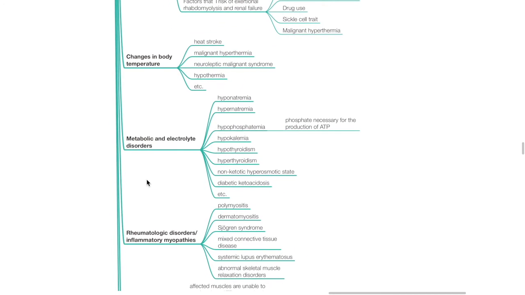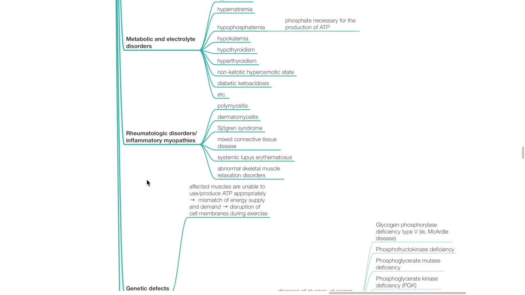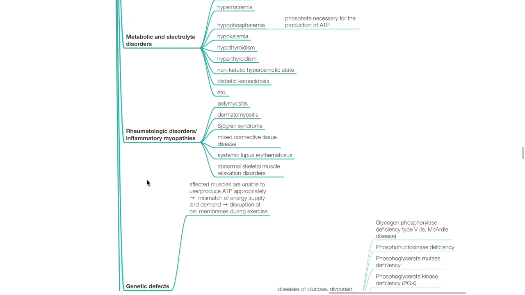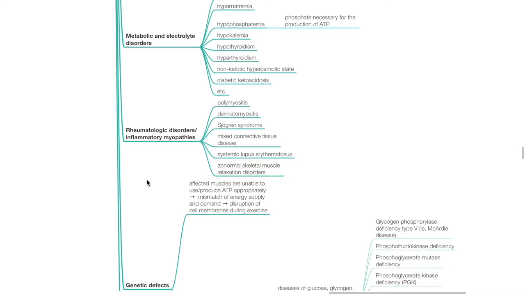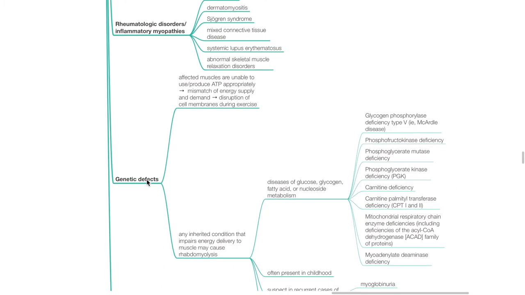Metabolic and electrolyte disorders such as hyponatremia, hypernatremia, hypophosphatemia, hypokalemia, hypothyroidism, hyperthyroidism, non-ketotic hyperosmotic state, and diabetic ketoacidosis can cause rhabdomyolysis. Rheumatologic disorders or inflammatory myopathies such as polymyositis, dermatomyositis, Sjogren's syndrome, mixed connective tissue disease, SLE, and abnormal skeletal muscle relaxation disorders can cause rhabdomyolysis.